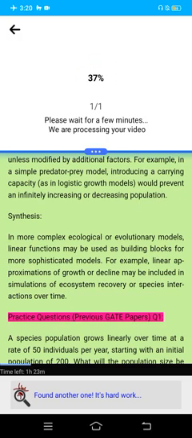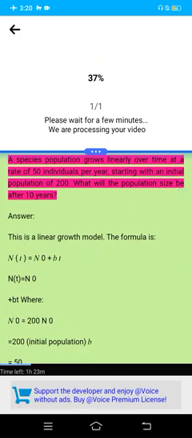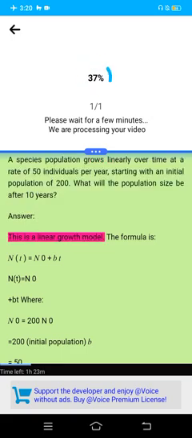Previous GATE papers. Q1. A species population grows linearly over time at a rate of 50 individuals per year, starting with an initial population of 200. What will the population size be after 10 years? Answer. This is a linear growth model. The formula is Nt equals N0 plus bt.